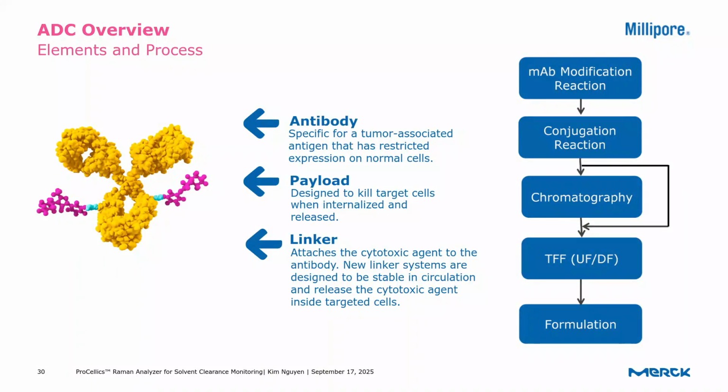For the ADC conjugation process, first we conjugate the drug linker to the antibody, and then it may undergo an optional chrome purification step, and then the TFF process to remove excess drug linker and impurity, and finally it is formulated.